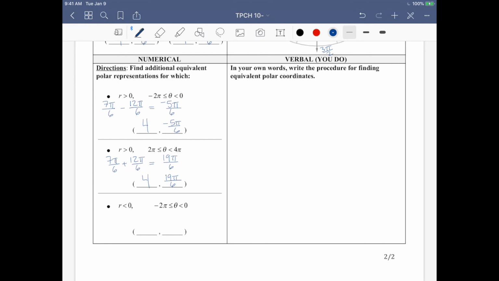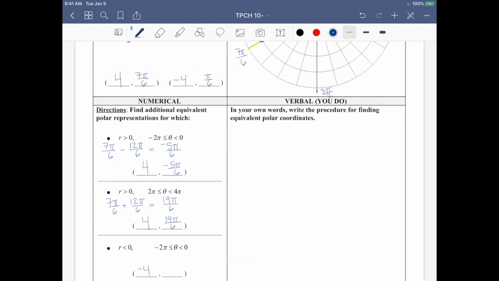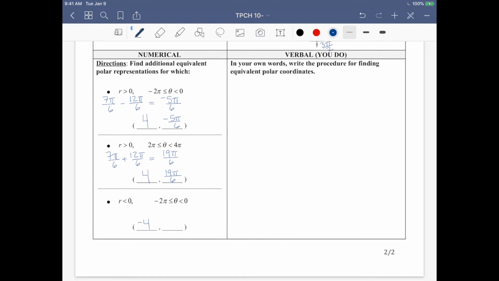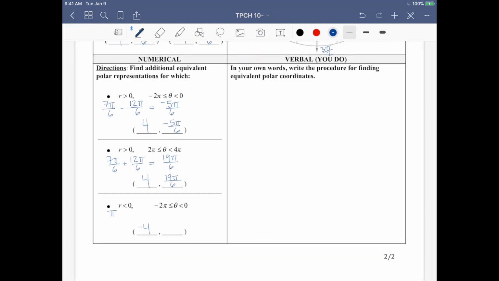All right, now I want to find yet another one. This time I want my radius to be negative. So because of that, I knew my pi over 6 went with my negative radius, so I'm going to start with pi over 6. And it says I want my theta to be from negative 2 pi to 0. So I'm going to subtract 12 pi over 6. So that puts me at negative 11 pi over 6.